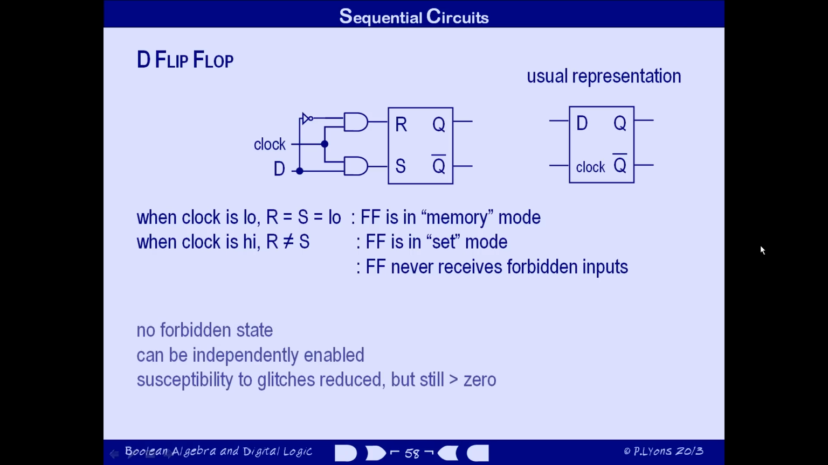So, to summarize, this new circuit has no forbidden input state, it can be independently enabled, and its susceptibility to glitches is significantly reduced by comparison with the unclocked RS flip-flop. Nevertheless, its susceptibility to glitches has still not been reduced to 0. There's still room for improvement.